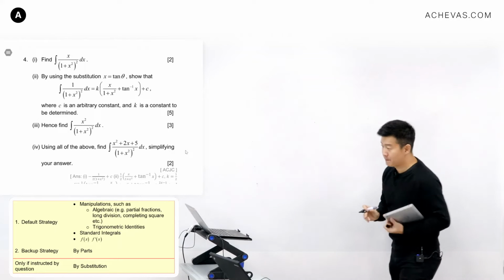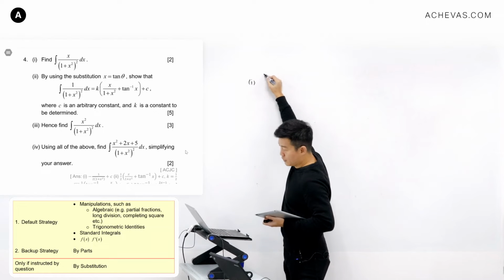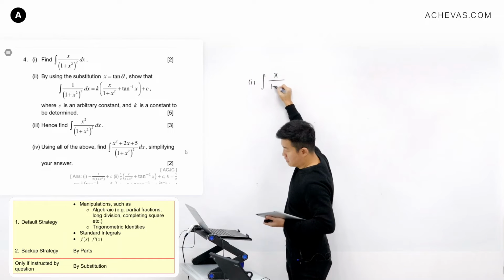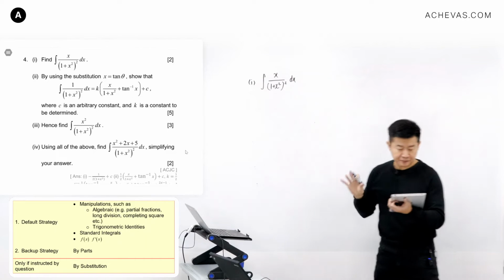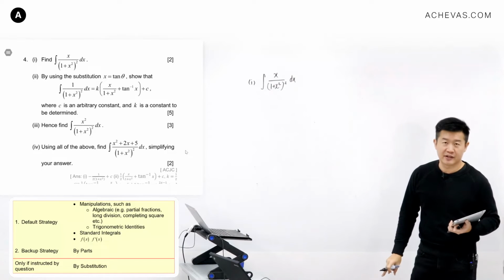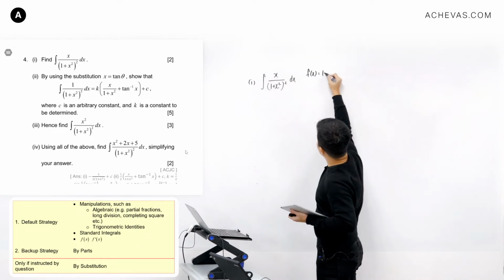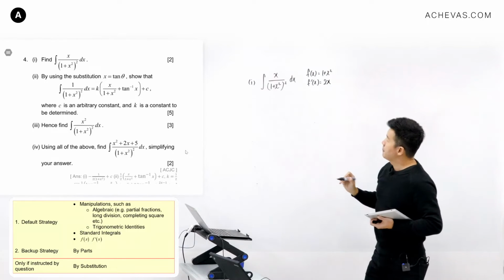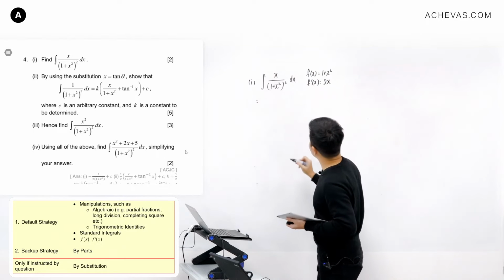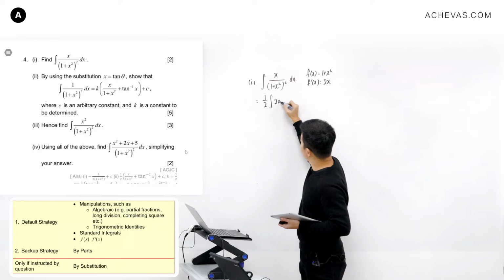From ACJC, part 1. We are going to integrate x over 1 plus x squared dx. I'm going to apply f(x) and f prime of x because I see the possibility that by letting f(x) be equal to 1 plus x squared, then f prime of x is just going to be equal to 2x. So this is going to be 1 over 2 integration of 2x.